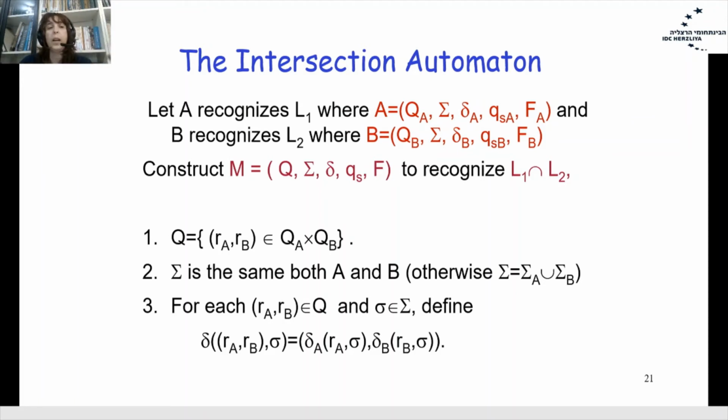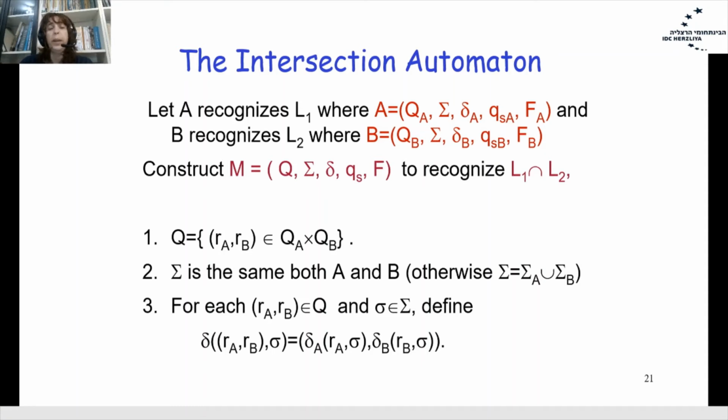We will start with automaton A that recognizes language L1 and will have its 5-tuple. We will take automaton B that recognizes L2 with its 5-tuple, and we will construct a new automaton M that actually recognizes the intersection between L1 and L2. How do we build the set of states in this new automaton?